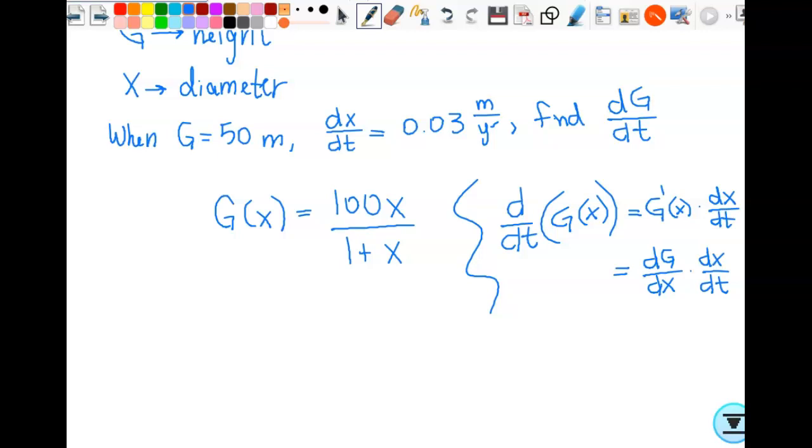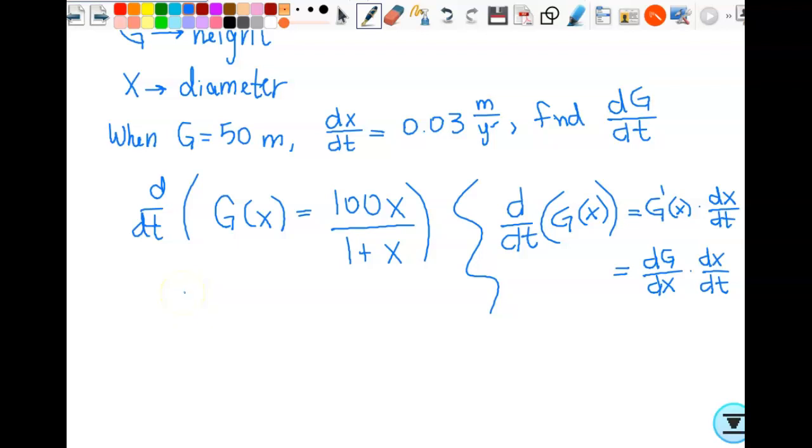So guys, dx/dt is given. That's 0.03. So all I have to do is take the derivative of g with respect to x. We're going to take this derivative with respect to time, but I'm going to do it like this: dg/dx, take the derivative of g with respect to x, multiply by dx/dt. When we take a derivative here, what are we going to use? Quotient rule.